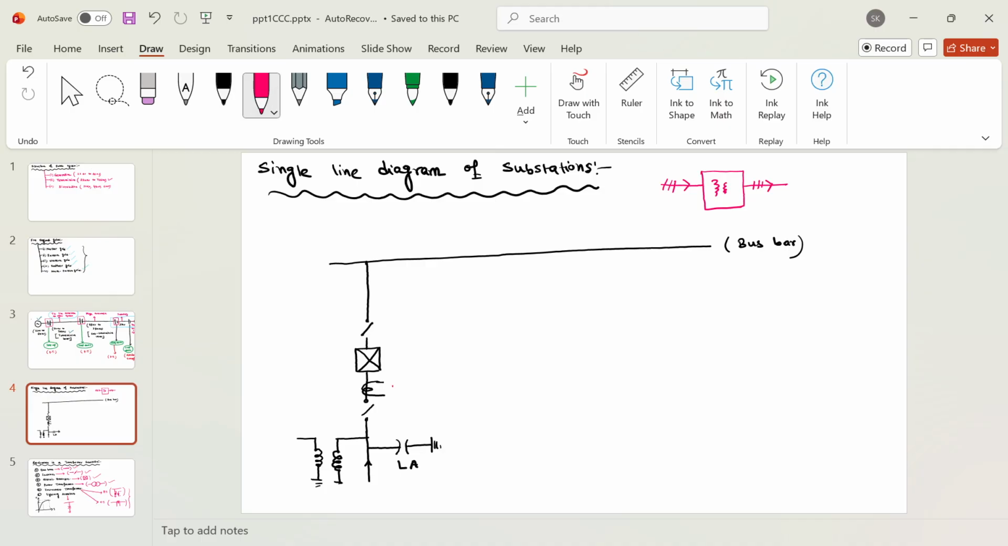So this is your CT, this is your PT. These are the measuring instruments. The output of the CT and PT will be given to the measuring instruments, you can say, to measure the voltage and current levels and all. Okay, and this is your incoming line.